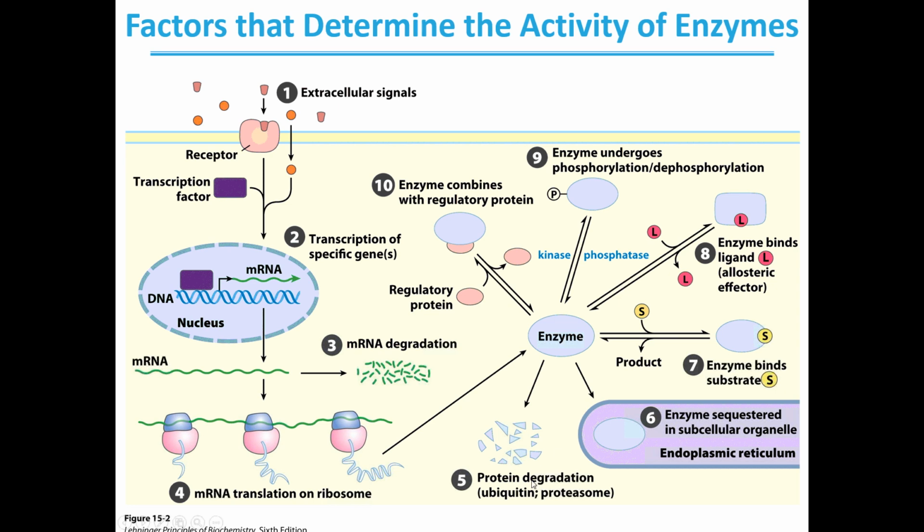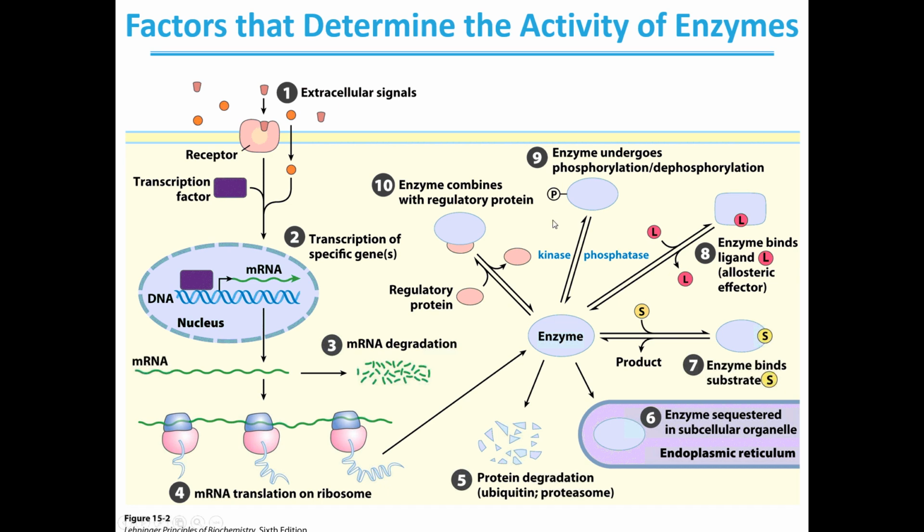The protein or enzyme itself can be degraded or sequestered into some sort of organelle, such as within the endoplasmic reticulum, where it doesn't have any activity. We can affect an enzyme by, of course, binding the substrate. That's going to make it do what we want it to do. We can affect the enzyme by having some sort of ligand that binds somewhere other than the active site, which has an allosteric effect. This can activate the enzyme or inactivate the enzyme.